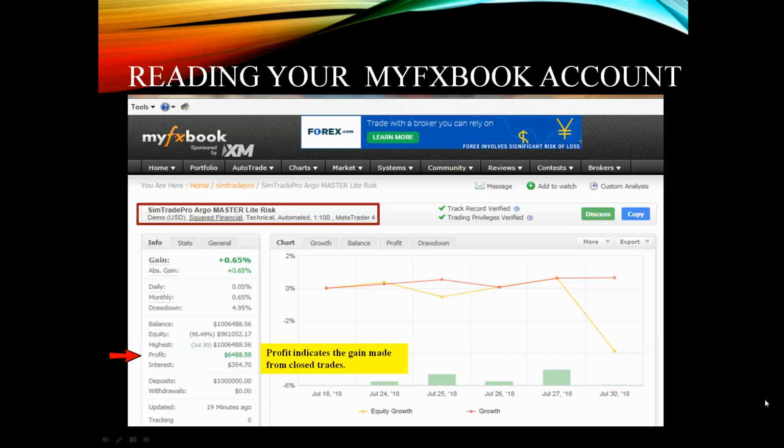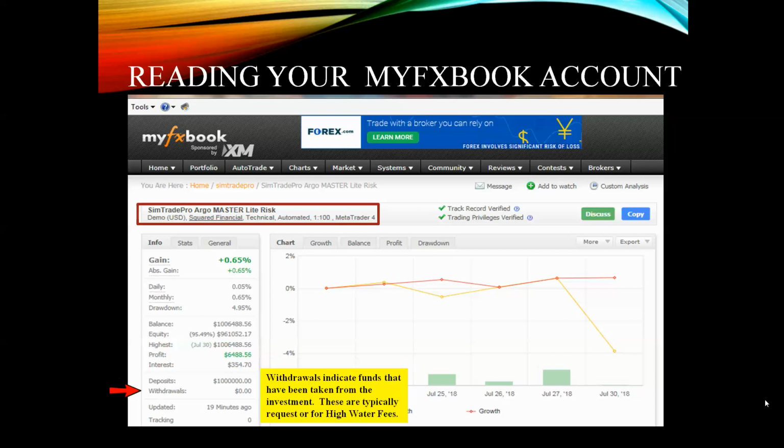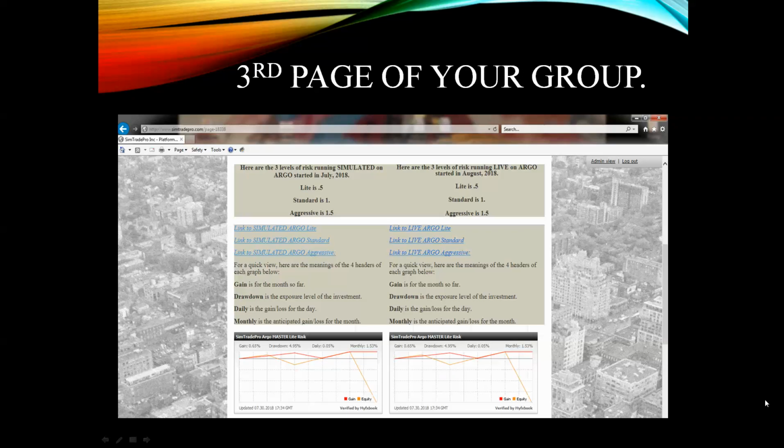The profit indicates the gain made from closed trades. And the deposits include the original and any additional funds that have been sent for investing. Now this one here will go up and down depending upon the movement and the determination of the members to either add funds or transfer funds. And then finally withdrawals. Withdrawals indicate the funds that have been taken from the investment. These are typically a request or for high water fees.